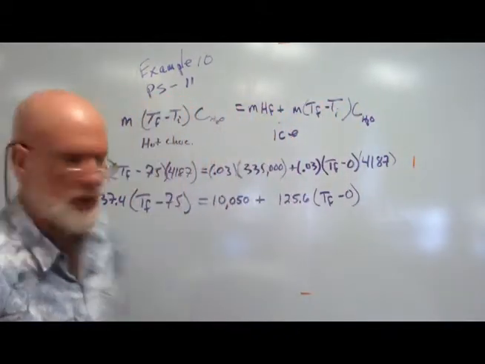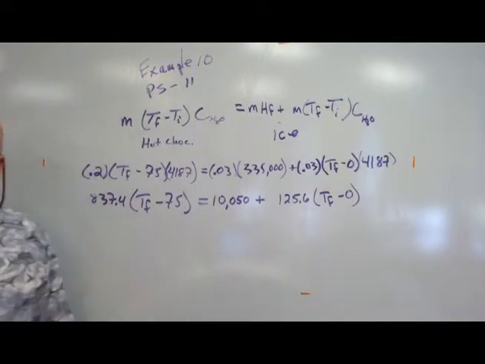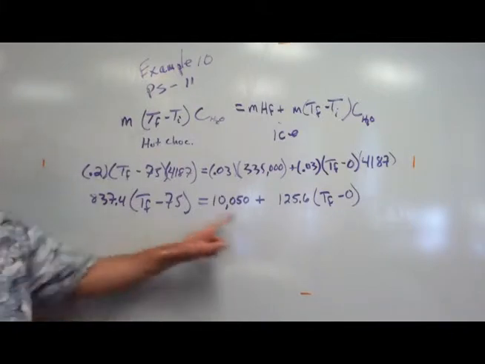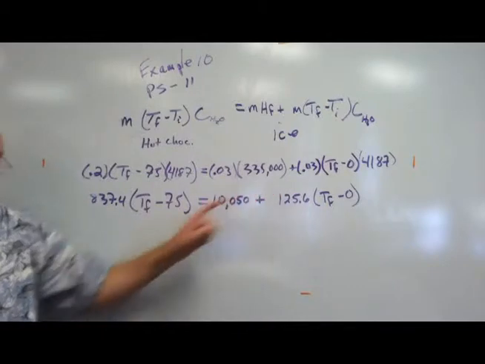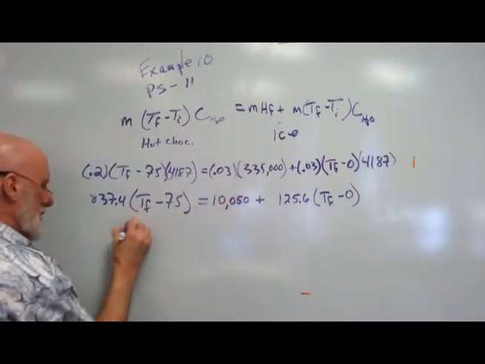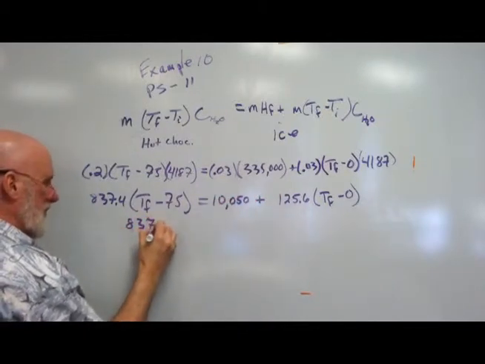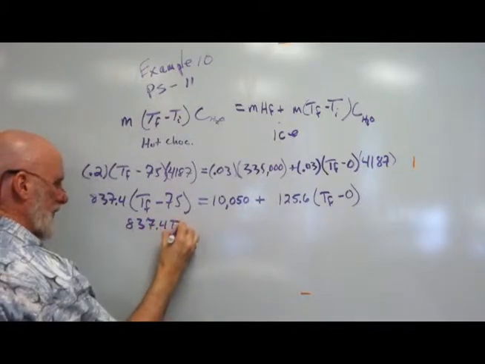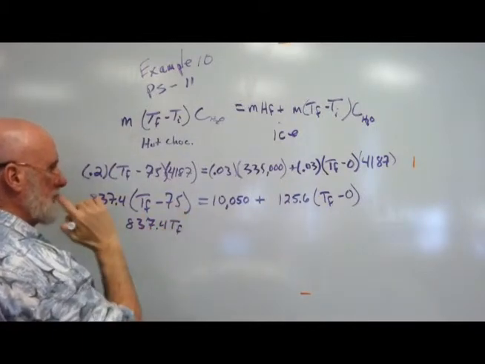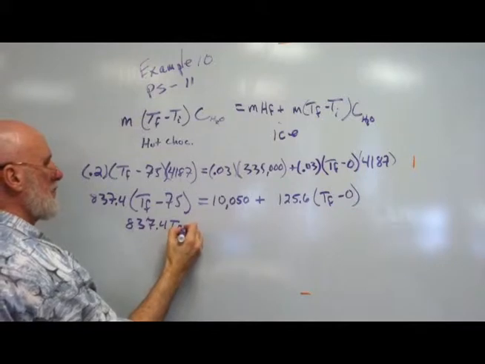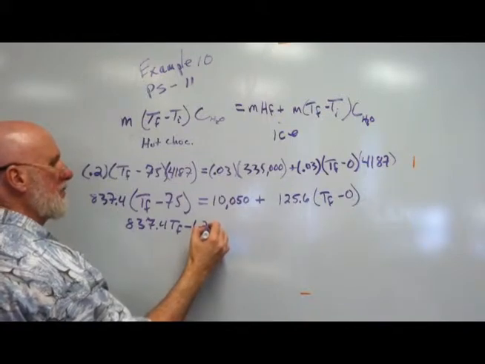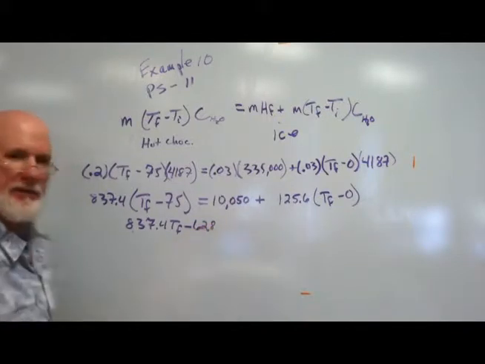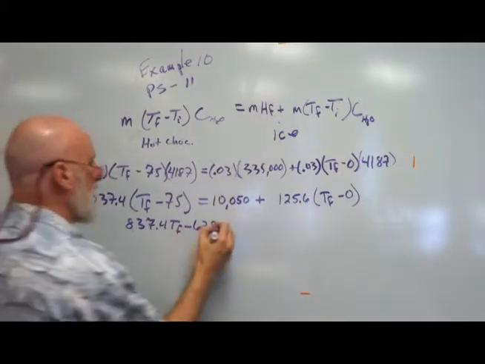Okay, let's distribute this here. Let's distribute 837.4 through. Can we do that? So that's 837.4 TF, correct? Minus 62,805.